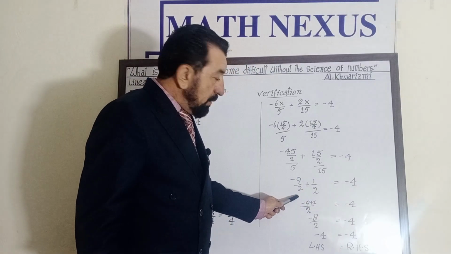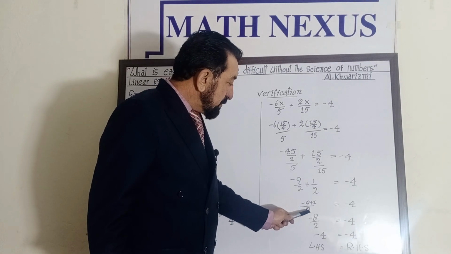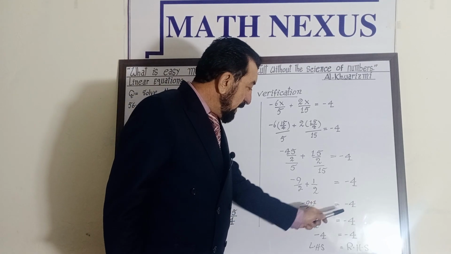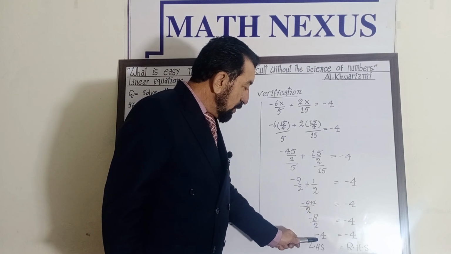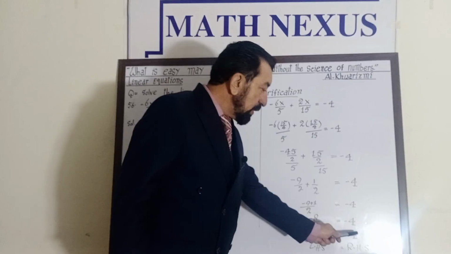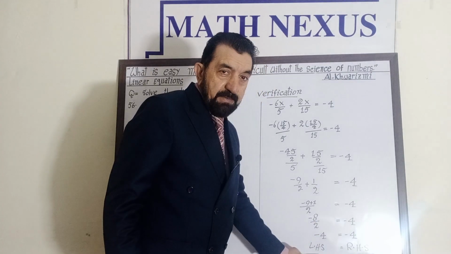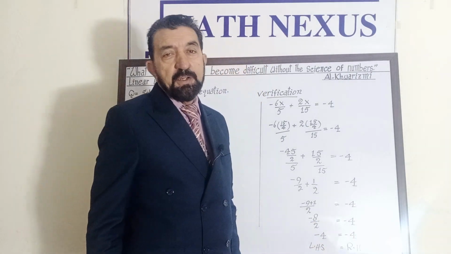Take LCM, minus 9 plus 1 upon 2 equal to minus 4, minus 8 upon 2 equal to minus 4, minus 4 equal to minus 4. Left hand side is equal to right hand side. It means that the answer of the question is correct.